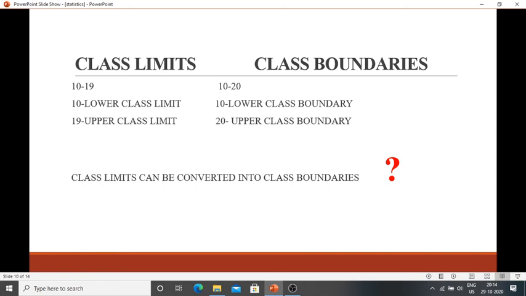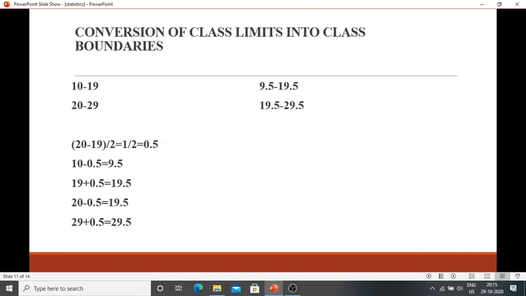I have already discussed that in the 10 to 19 class, 10 is the lower class limit and 19 is the upper class limit. And in the class boundary, there is 10 to 20. 10 is the lower class boundary and 20 is the upper class boundary. We have to convert class limits into class boundaries. But how can it be done? Suppose this is the data. We have selected two consecutive classes from the given data. That is 10 to 19, 20 to 29, and there were other classes also, 30 to 39. We need to select two consecutive classes.